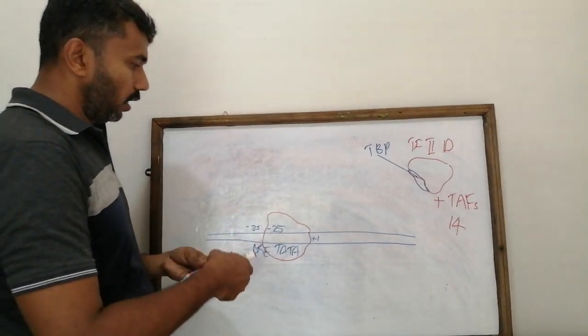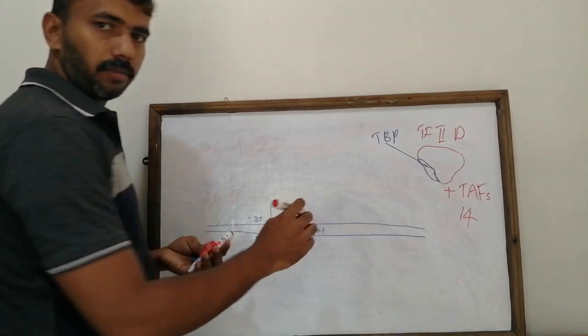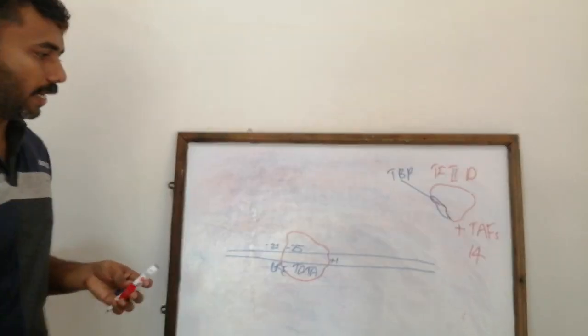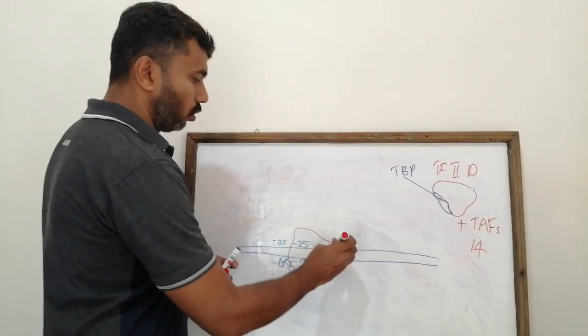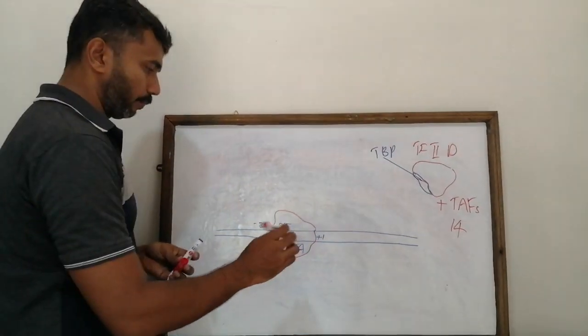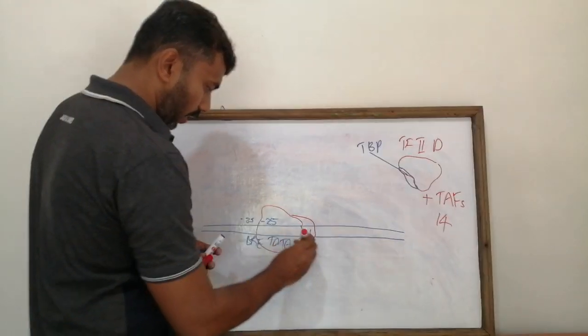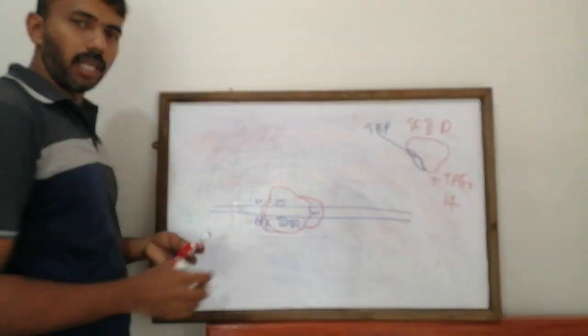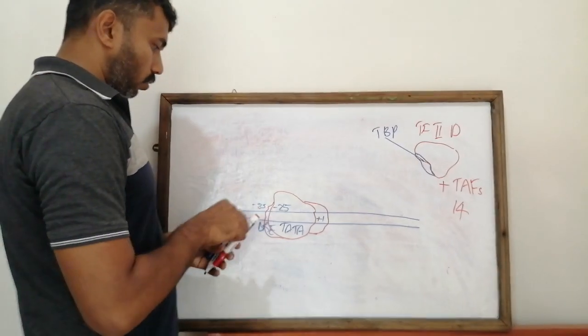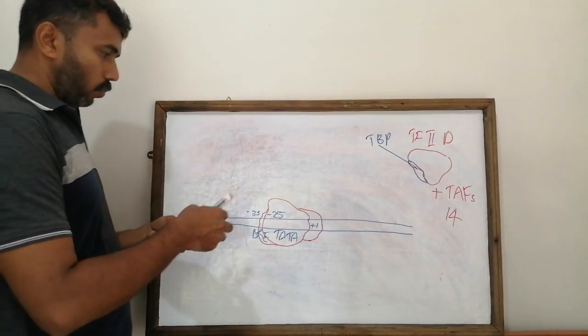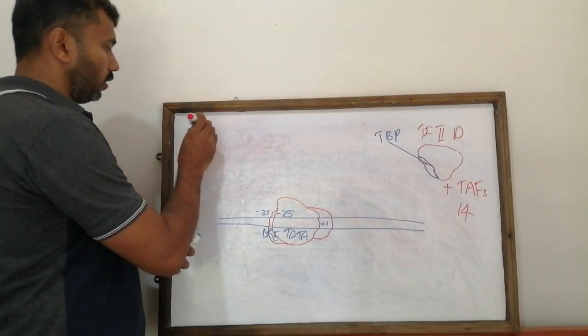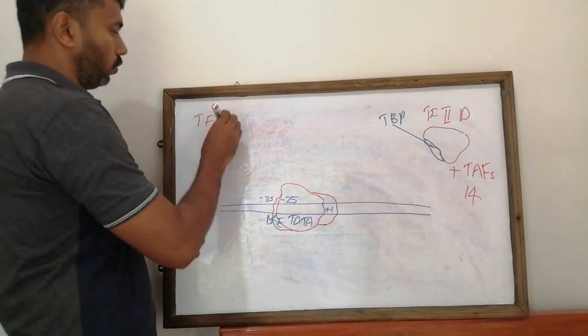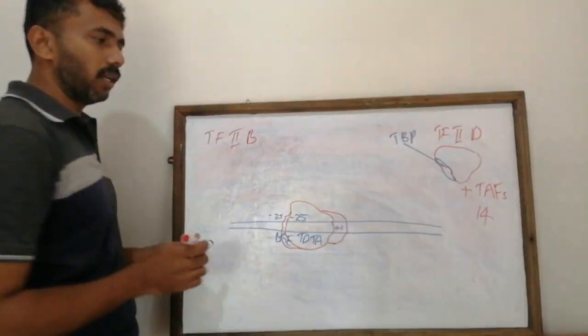You can also see certain TAFs also bound over the sequences. You can see there will be certain sequences bound over this one, like TAFs. Right. So the next factor which is attaching here is the TF2B, the most significant part.